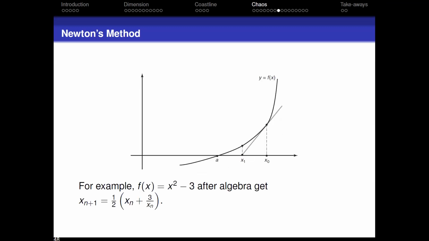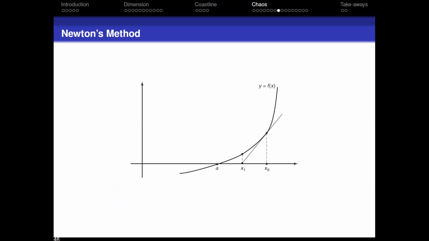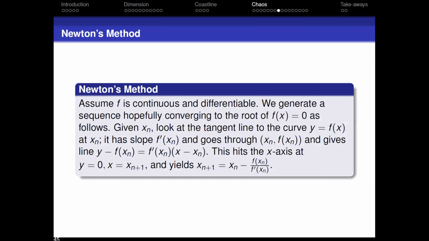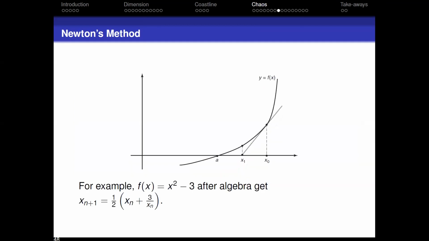And so we can use some algebra. Let's say f of x is x squared minus 3. When you do the algebra, it simplifies at the end to x_{n+1} is 1/2 (x_n + 3/x_n). That's what you get when you plug into this formula. Your f of x is x squared minus 3. F prime of x would then just be 2x. When you plug that in and do the algebra and solve for x_{n+1}, this is what you get.